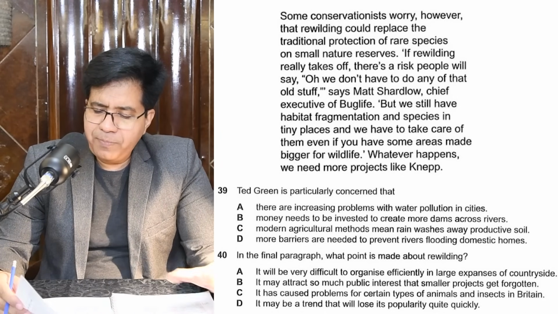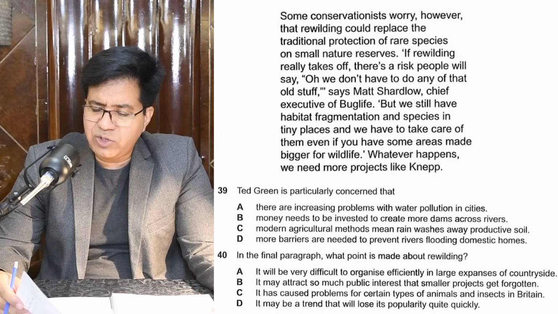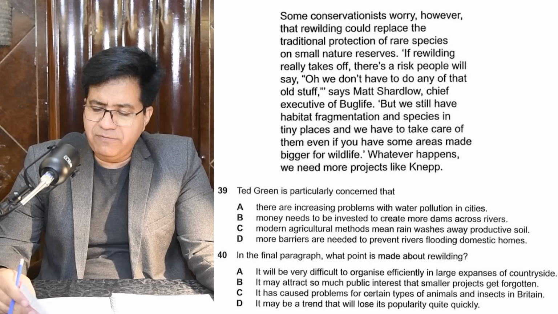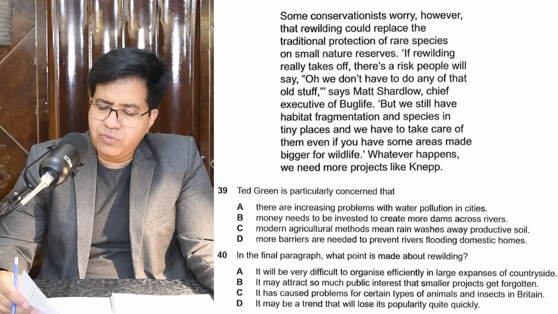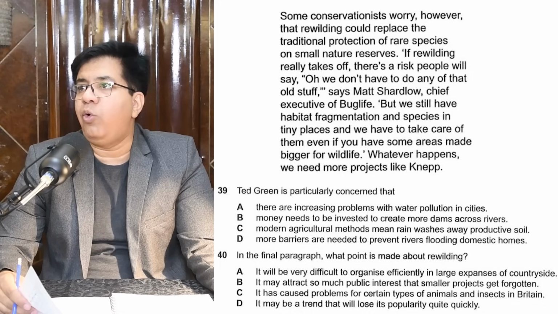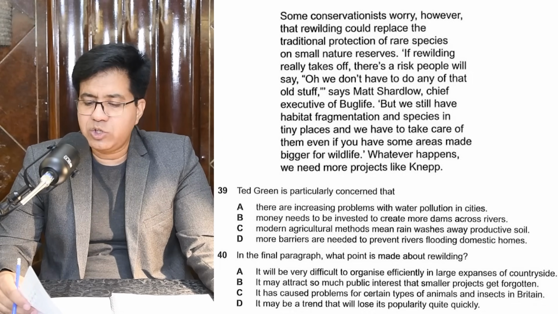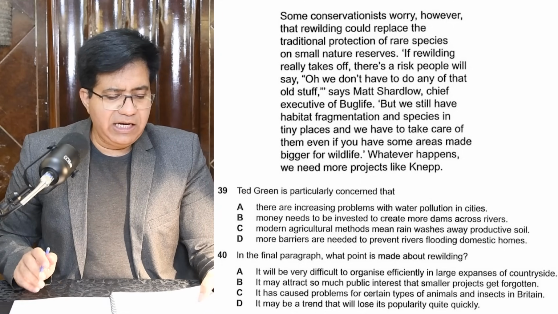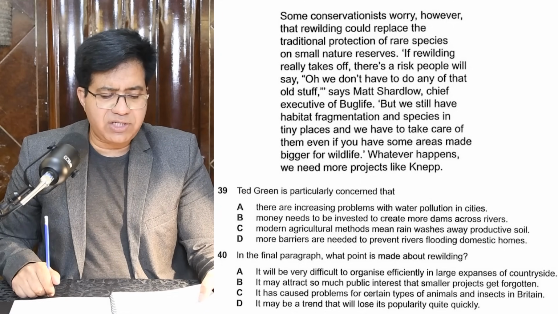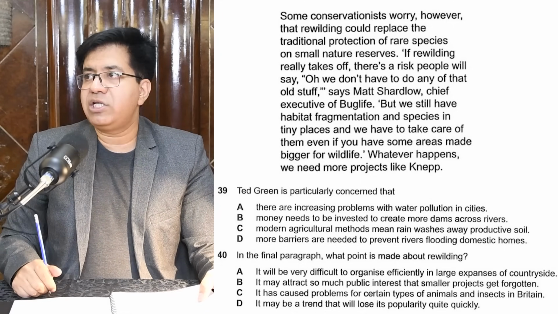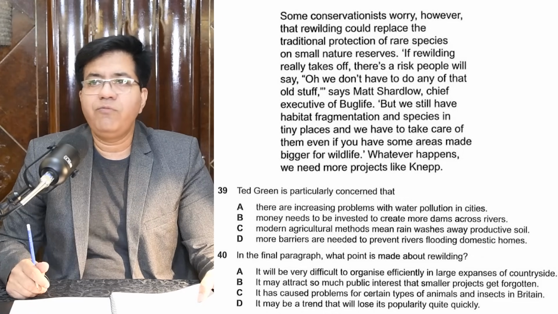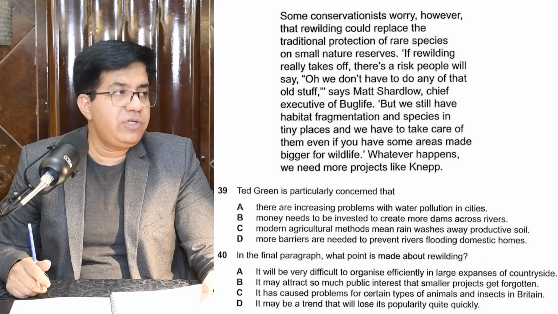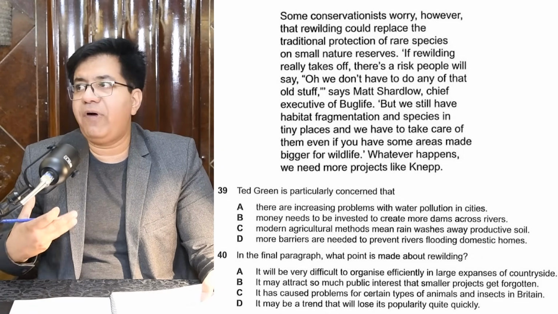Come back. If rewilding really takes off, there is a risk people will say, oh, we don't have to do any of that old stuff. Old stuff means smaller projects, okay? And we don't have to do that means it may attract so much public interest that smaller projects get forgotten. Get forgotten means we don't want to do any old stuff. Old stuff means farming, and for farming they use the words smaller projects. The correct answer is option B.